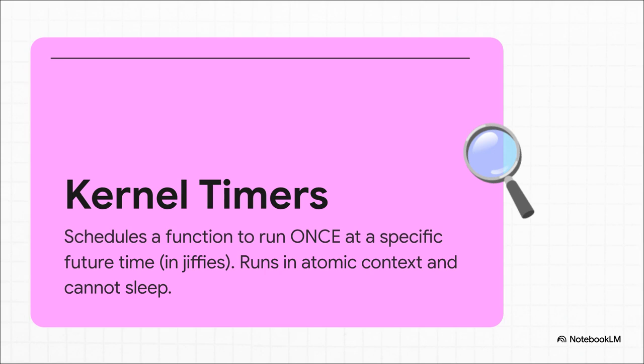First up, we've got kernel timers. These are perfect for a one-shot deal, something you need to happen at a very specific moment in the future. Now, the key thing to get here is that they run in this special interrupt context. You can think of that as an express lane inside the kernel. It has to run right away and finish fast. And because of that, it has one major rule. It cannot sleep. It can't do anything that might block, period.